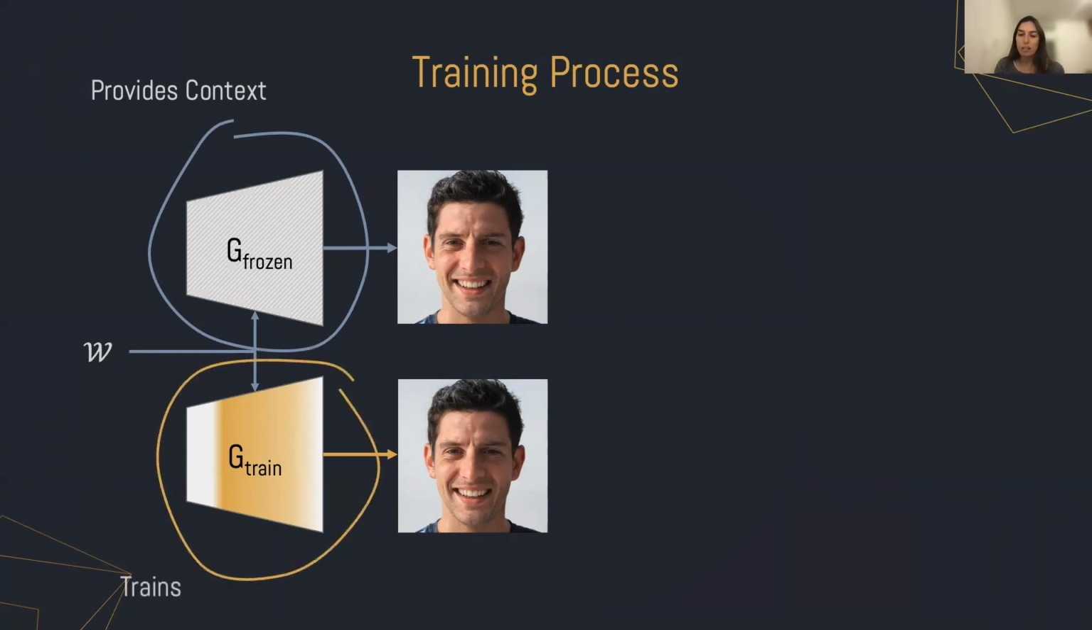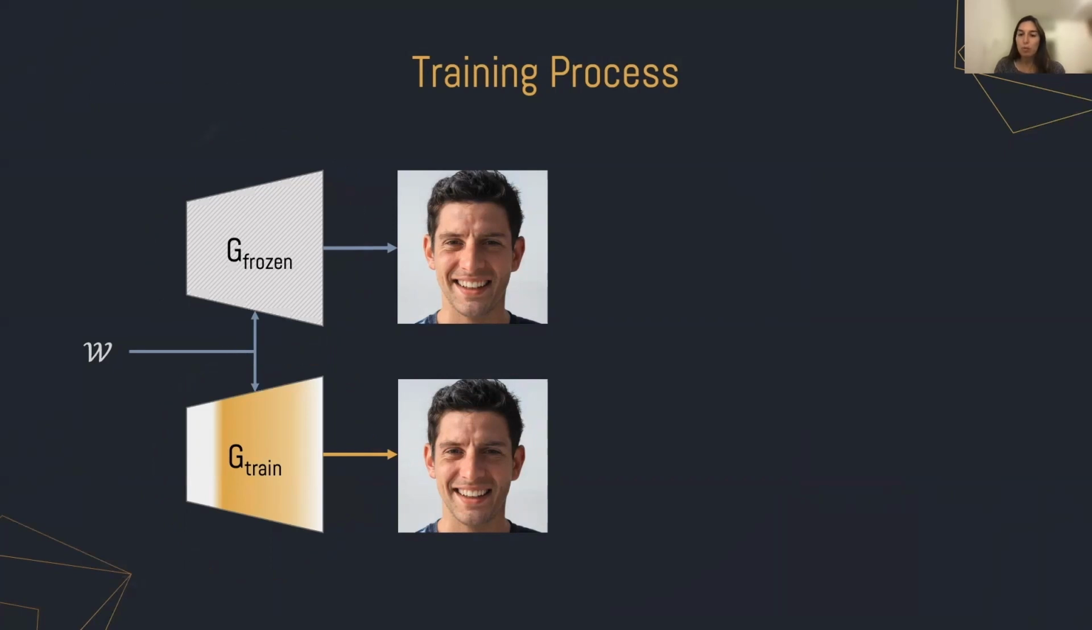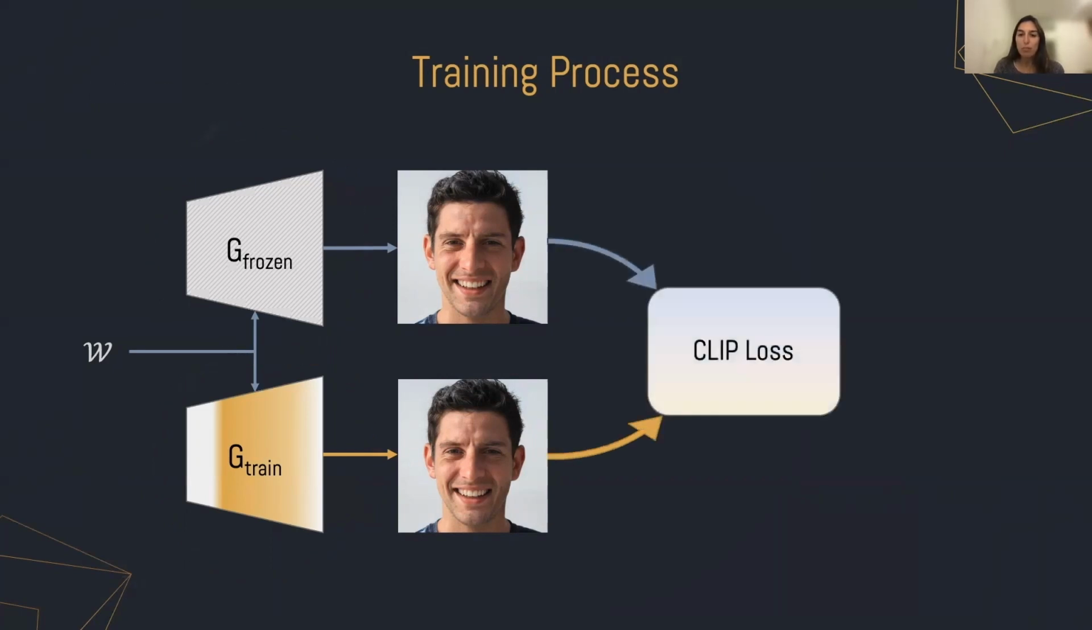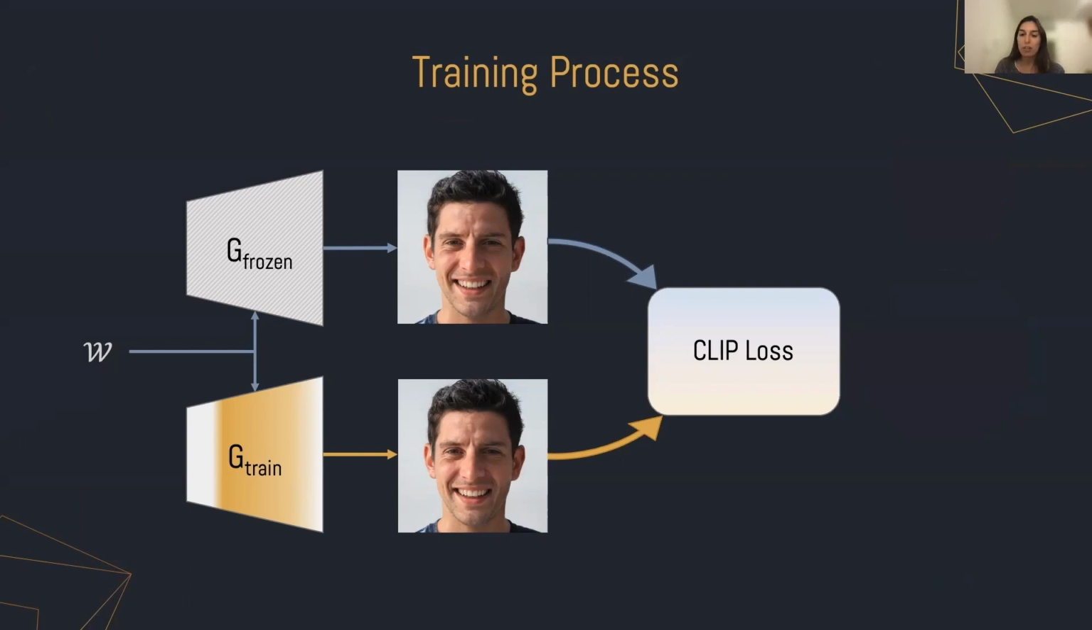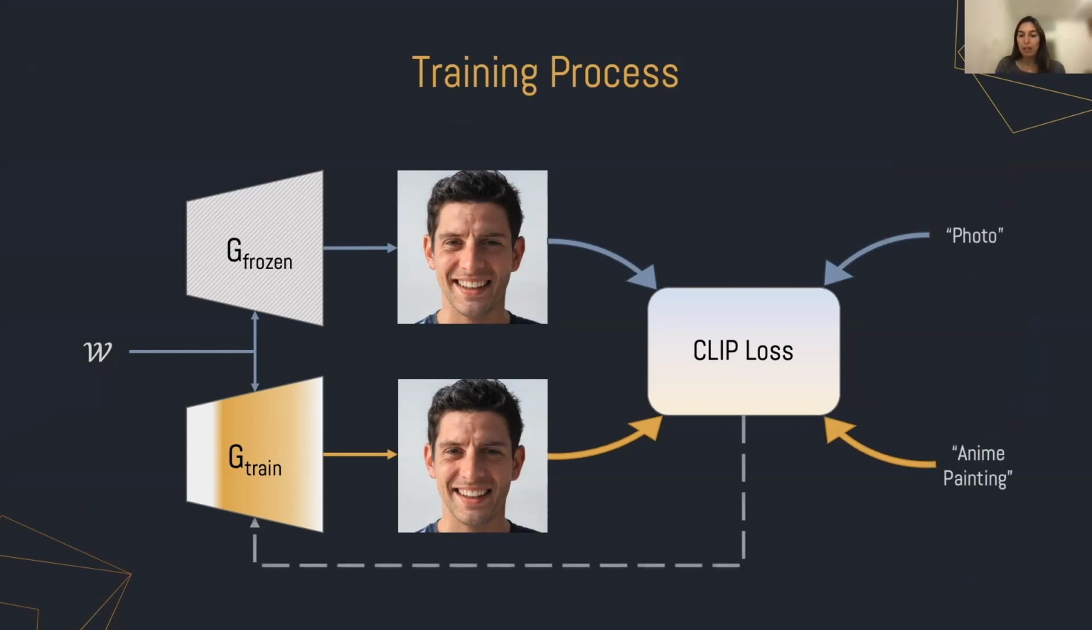And where do the gradients come from? We put the images produced by the two generators into CLIP and calculate the direction between them. Then we demand that this direction is parallel to the direction described by the text, for example, here, the direction from a photo to an anime painting. And we can use the gradients to modify the generator itself. And that's it. We now have an anime painting. Now, keep in mind that we aren't just editing a single image. This is an entirely new generator that produces anime paintings.